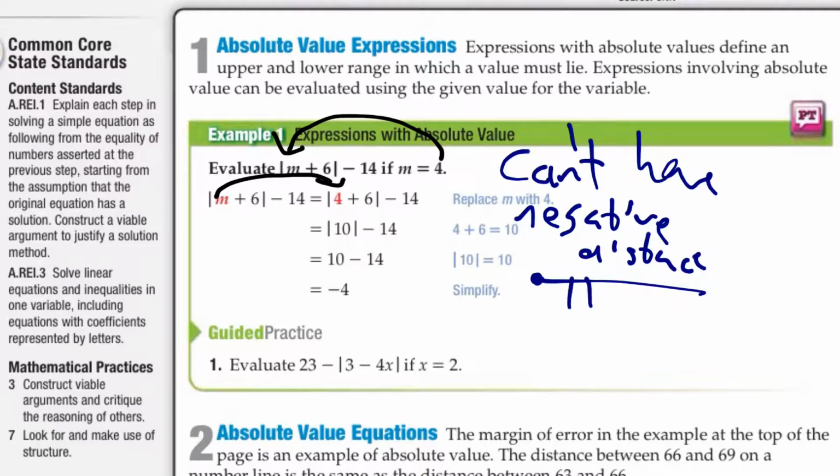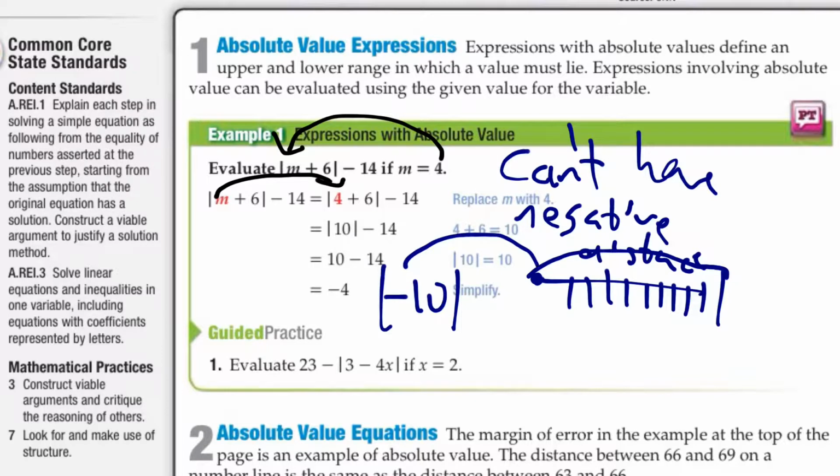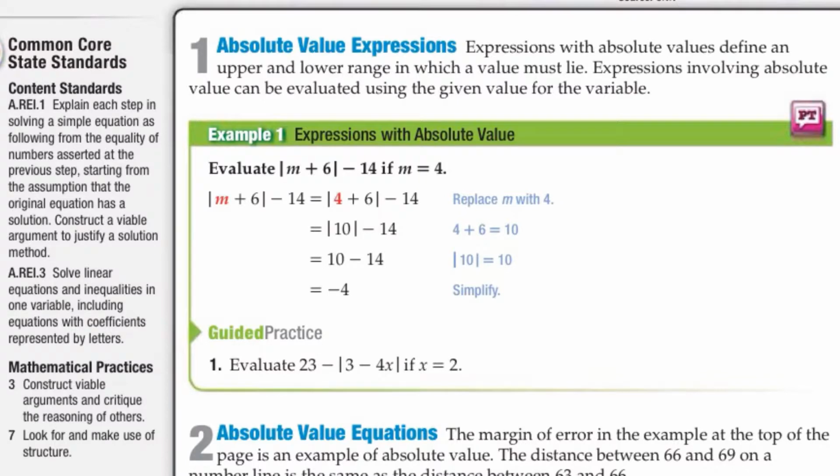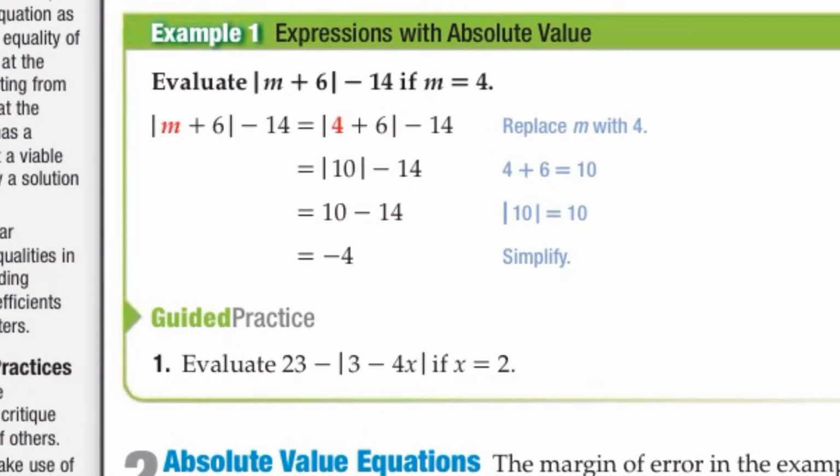1, 2, 3, 4, 5, 6, 7, 8, 9, 10. 10 to 0 is 10 steps. What if it was negative 10 though? The absolute value of negative 10 is still 10. 10 steps to get to 0. Absolute value is a measure of distance, or how many steps it takes to get to 0. All right, so now I solve. 10 minus 14 is negative 4, and I am done for right now.